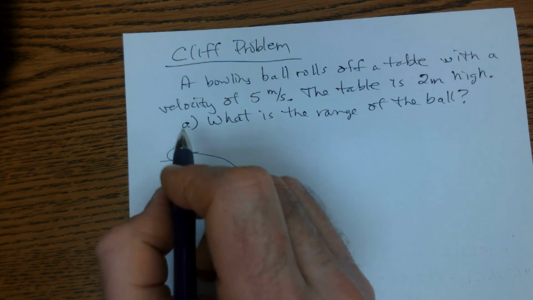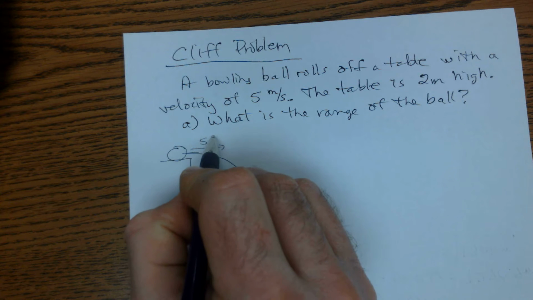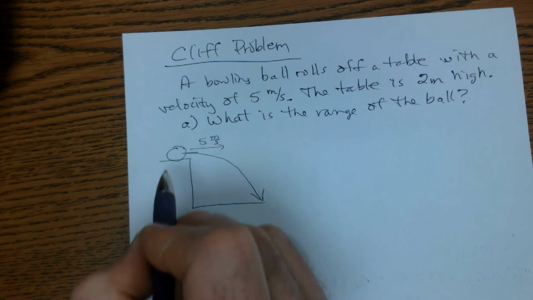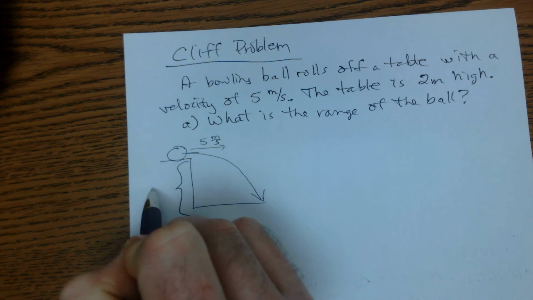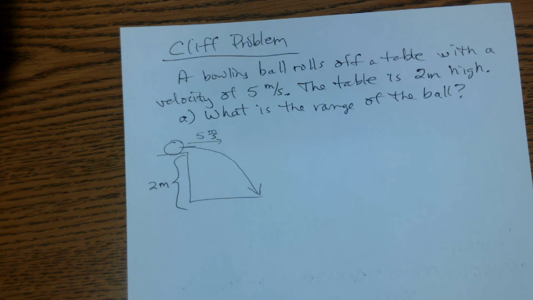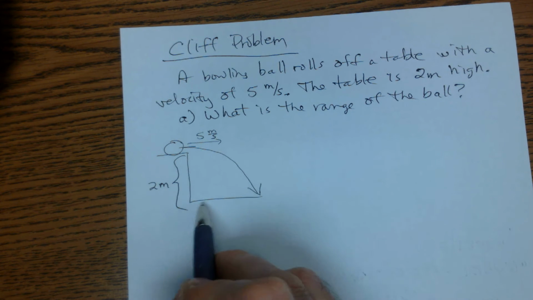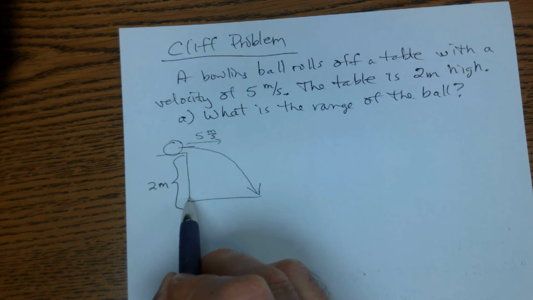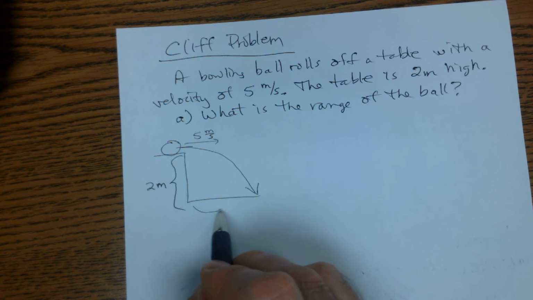at a velocity of 5 meters per second, and it's going to fall off a table that's 2 meters high. We want to know what's the range of the ball. How far away from the edge of the table when it falls off is it going to go?